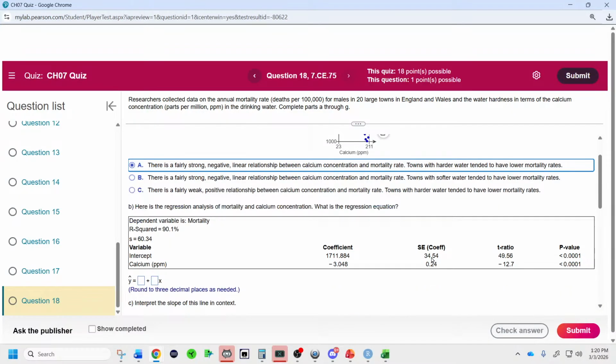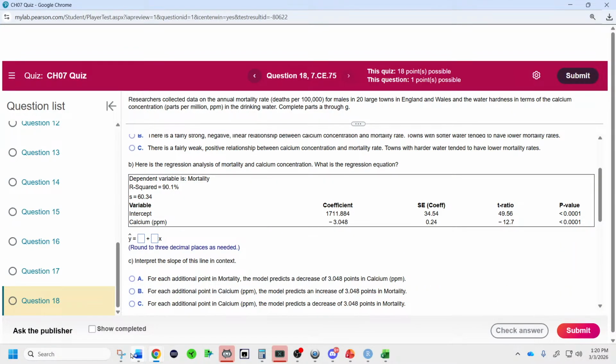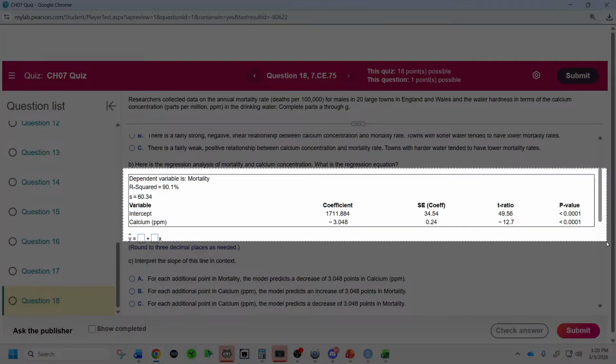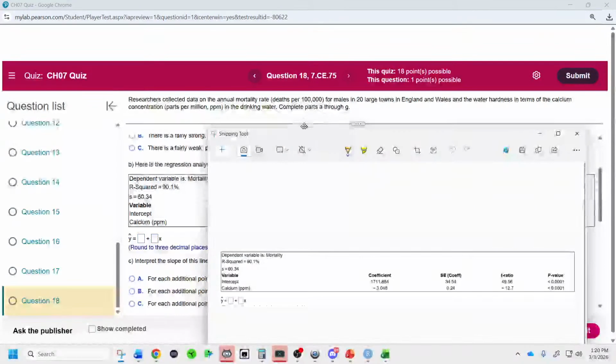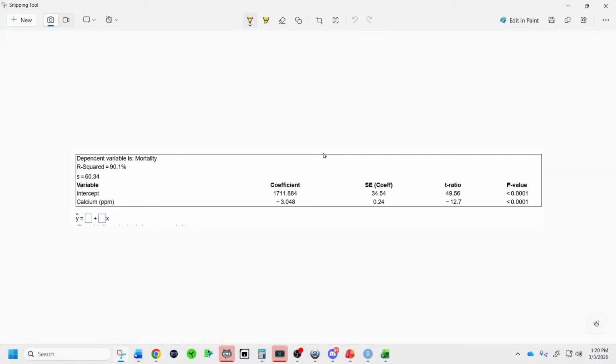Now this is where we get into the output. When you look at the output, it's important to know where the slope and the intercept are. We pointed out in class that there are 4 things to know in this output: the coefficient of the intercept, the coefficient of the slope, the statistical significance of the model, and the r squared, which they've already multiplied by 100.